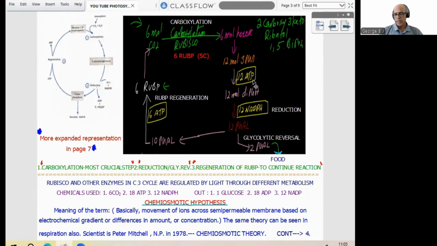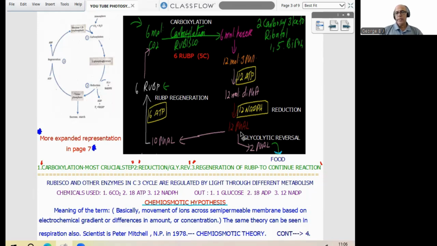3 PGA will be converted into 12 molecules of di-PGA. So phosphate has to be added. 12 molecules will be added. This ATP will be produced in the light reaction, 12 ATP. Now, 12 molecules of di-PGA will be converted into 12 molecules of PGAL, acid to aldehyde. Reduction. And the reduction power comes from NADPH. In the light reaction, remember, 12 NADPH is already there.